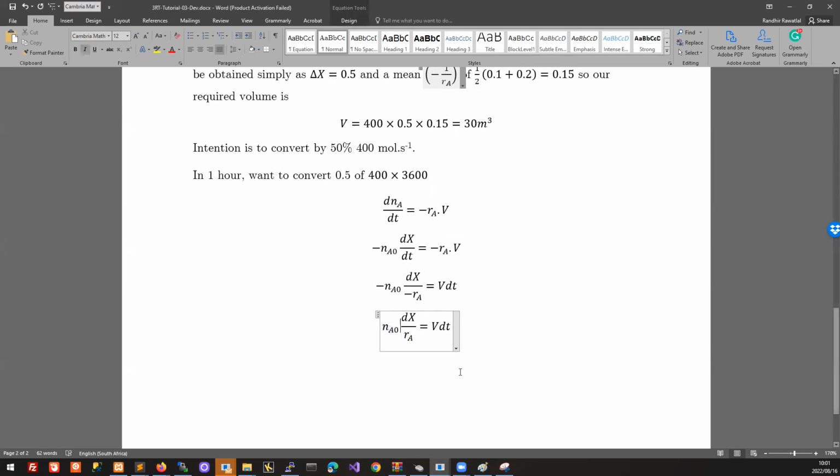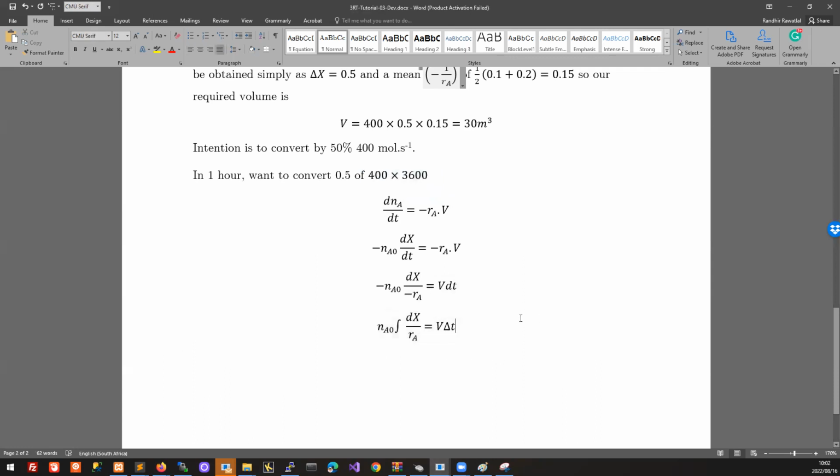So this is going to be the integral. And when we integrate this, volume is a time constant, so we'll just call this delta T. Right, and what we said here is we want to convert 400 times 3,600, and so we are saying in 1 hour. So actually it is going to count.